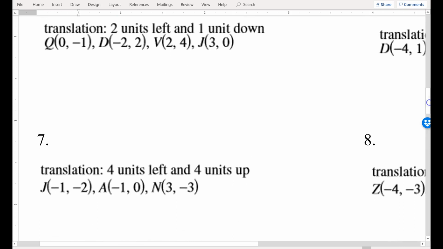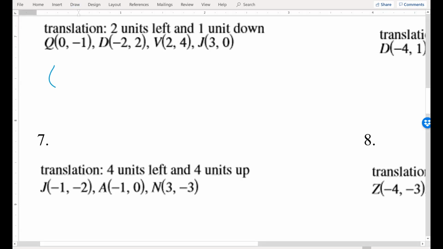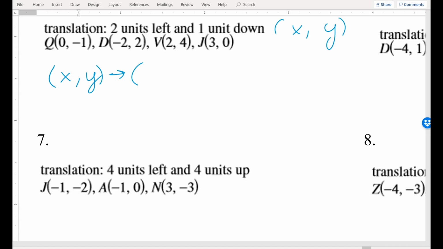All right, now that's why I did that, because I'm setting you up for success on this problem right here. Translation: 2 units left and 1 unit down. So if that is the case, Mr. O'Neil, that means that my original XY, I am saying 2 units to the left. So if I have XY here, write this down, y'all. If I go left and then down, am I going to be adding or subtracting? Hopefully you said subtracting.